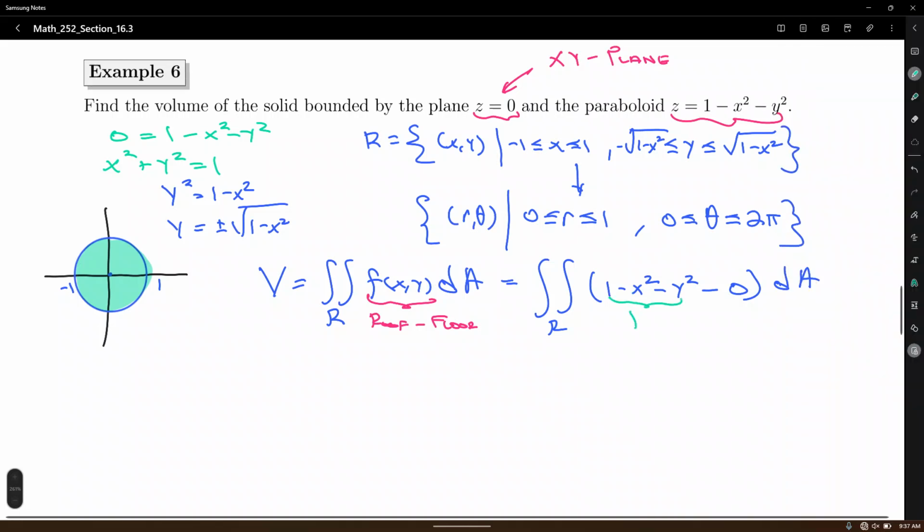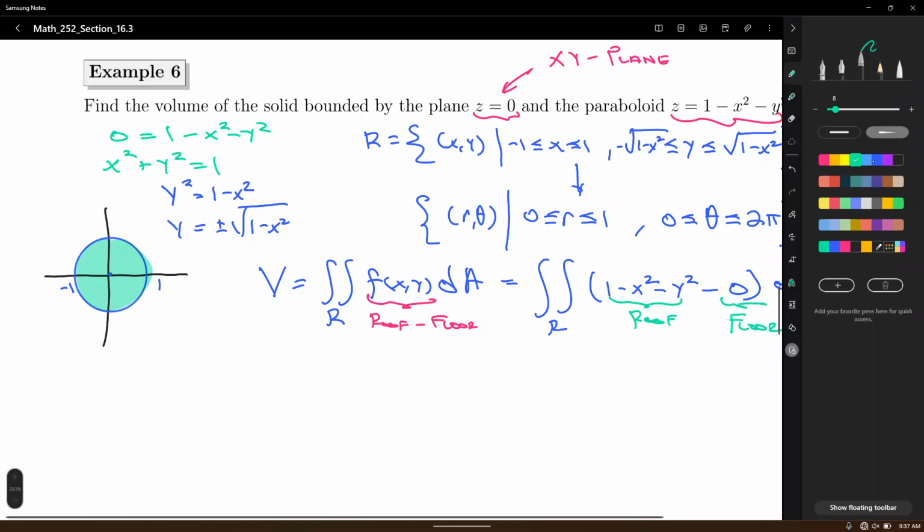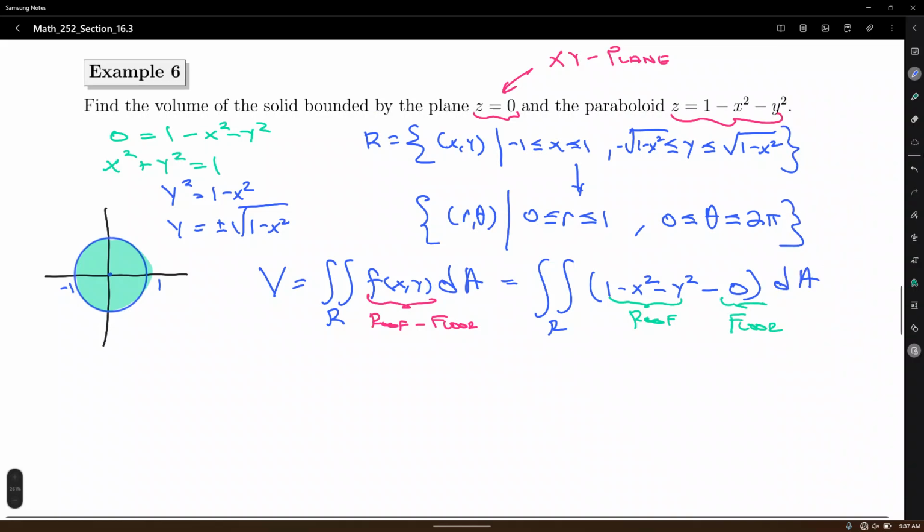Let me just label it: roof, floor. All right? Well, no, I'm not going to iterate this integral in terms of x's and y's. We already saw the limits are going to look crazy. We're going to use polar. That is the double integral from 0 to 2 pi and from 0 to 1 of 1 minus r squared. How about that? And dA, which is r dr d theta.